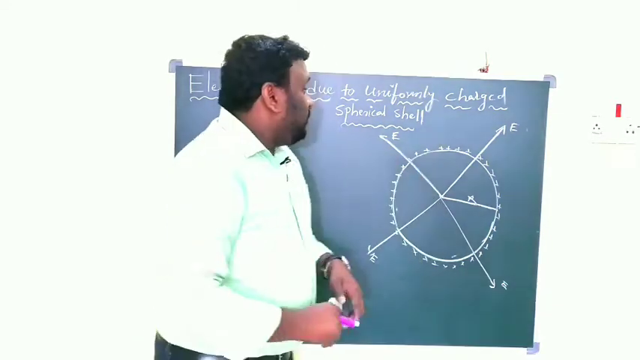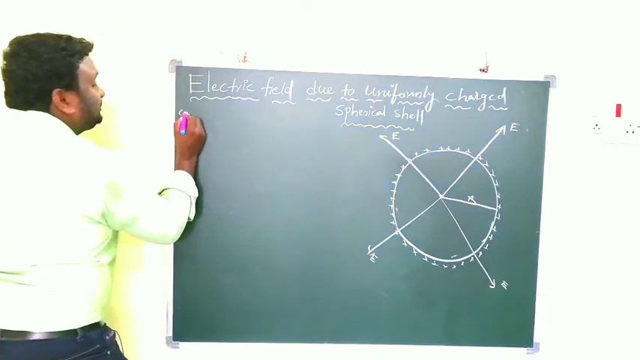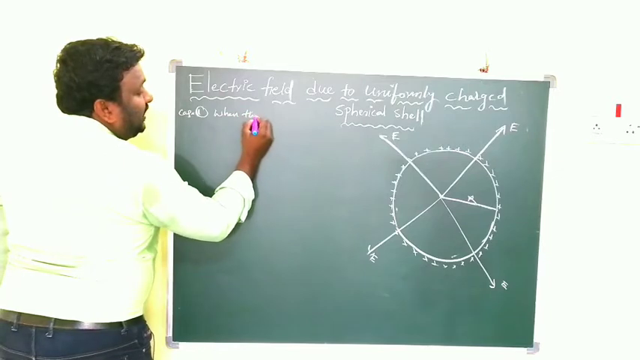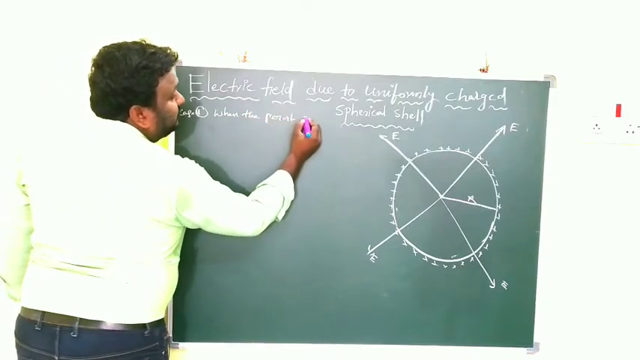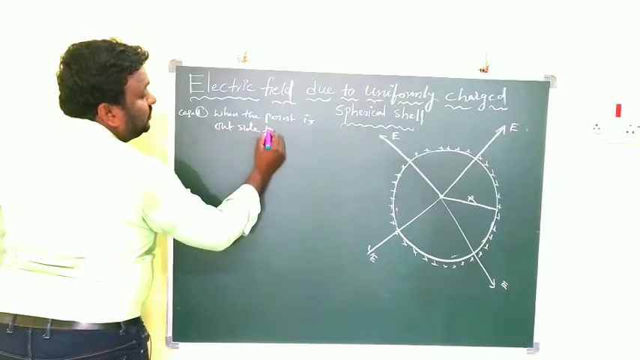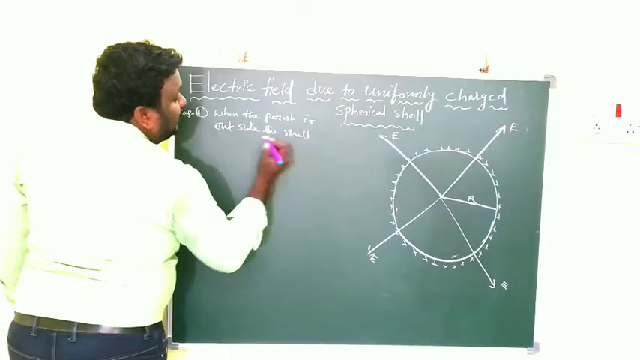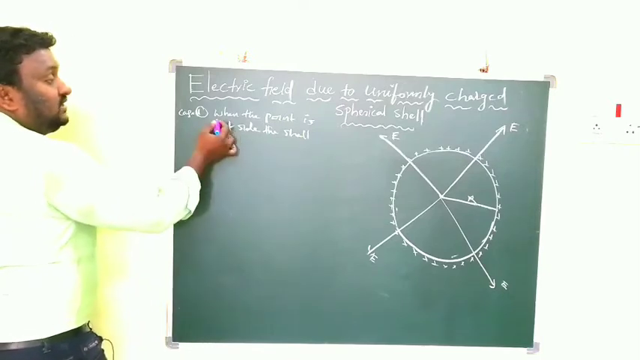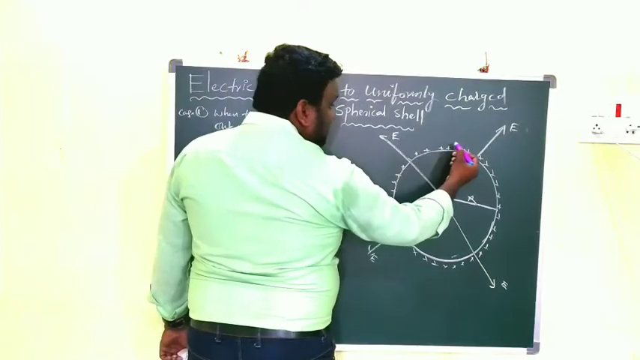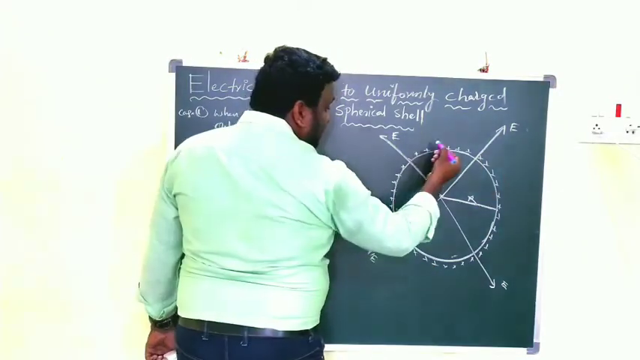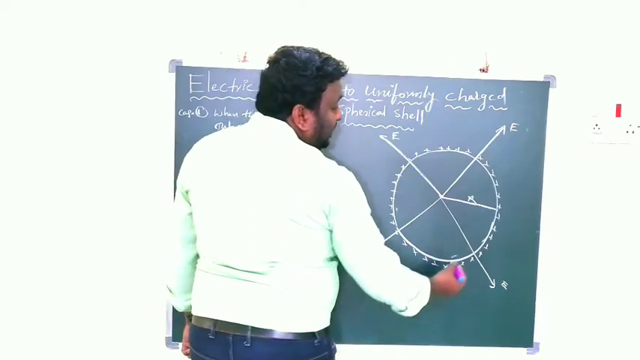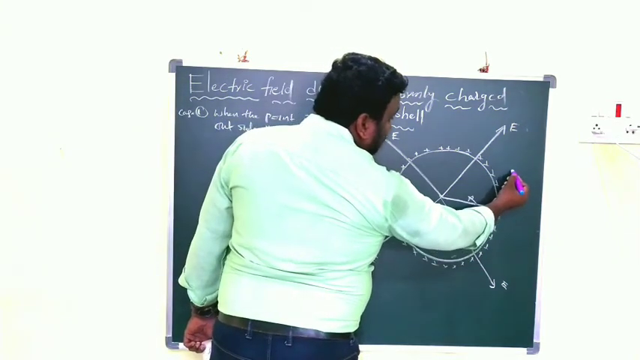Now the first case, case 1, when the point is outside the shell. This is the first case. We have to find out the electric field intensity when the point is outside the shell. Here we have taken this uniformly charged shell of radius capital R. Now I am taking this point.